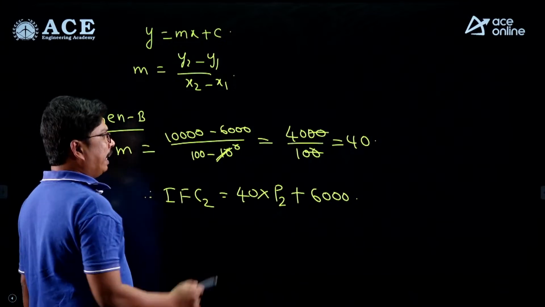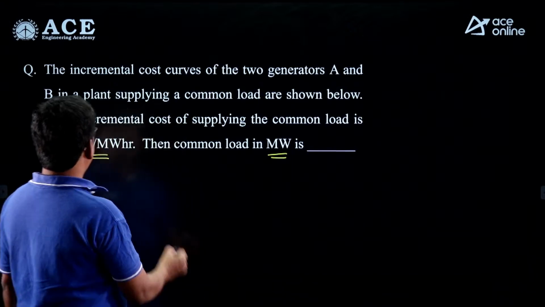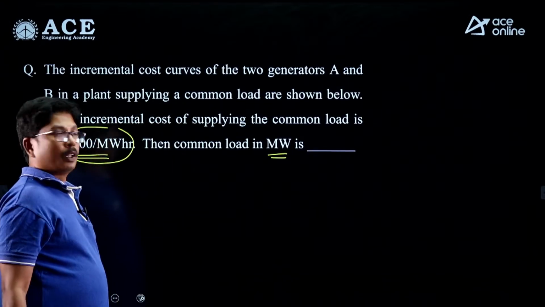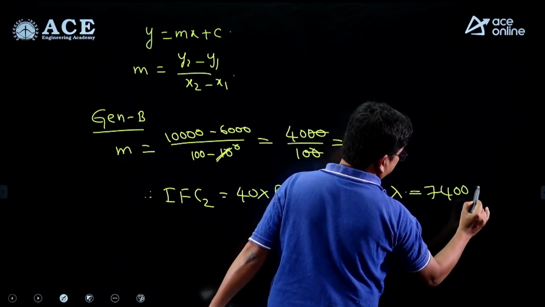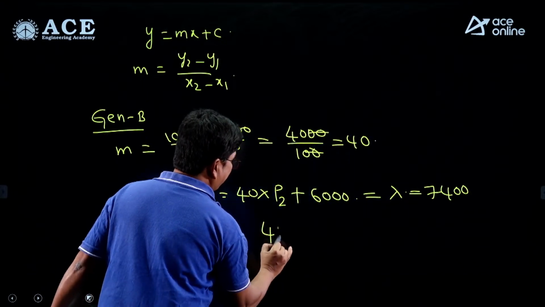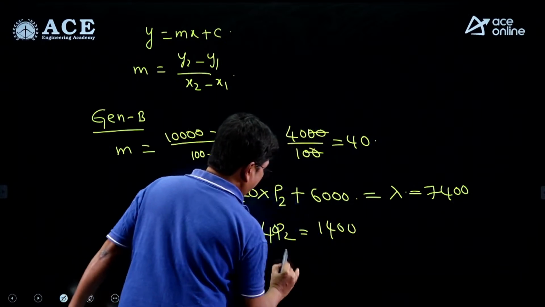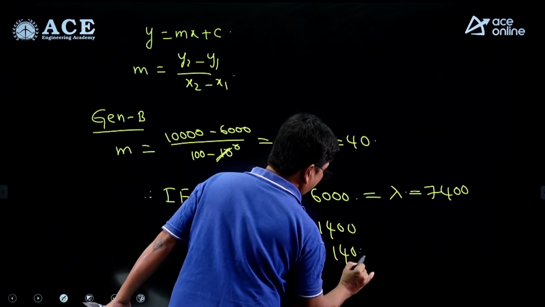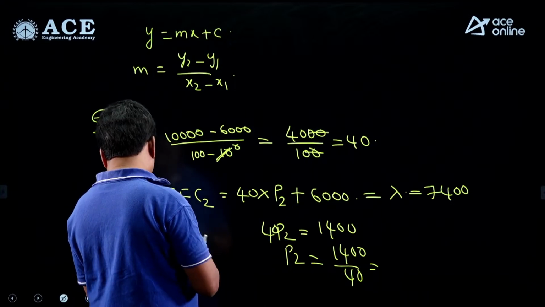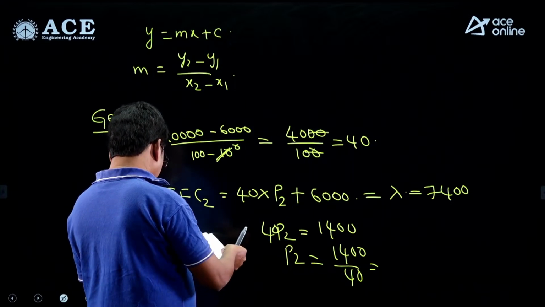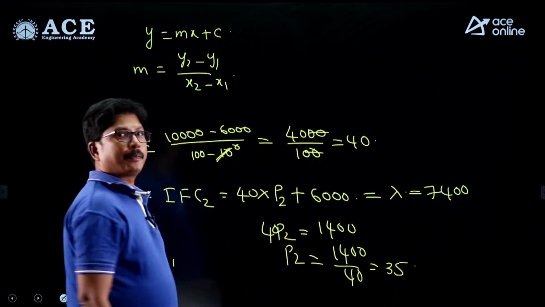Clear, right? And this value must be equivalent to lambda. And this lambda is given here, 7,400 rupees per megawatt. Therefore, 40 P2 is nothing but 1,400, and P2 is nothing but 1,400 divided by 40, right? So nearly we are going to get approximately this value, it will be 35 megawatt, right?